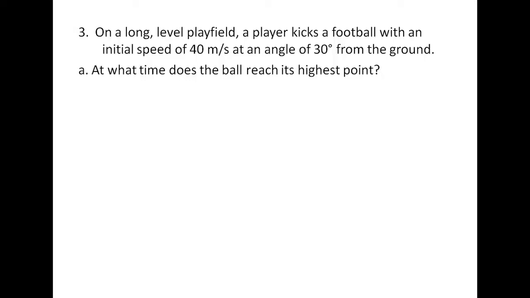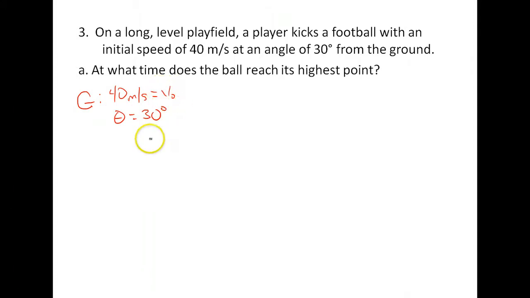Okay, so we are looking at projectile motion 2, part 2. Here's question number 3. On a long level play field, a player kicks a football with an initial speed of 40 meters per second. And there's our first given. That's our initial velocity, at an angle of 30 degrees from the ground. So we know theta also, and that is going to be 30 degrees.